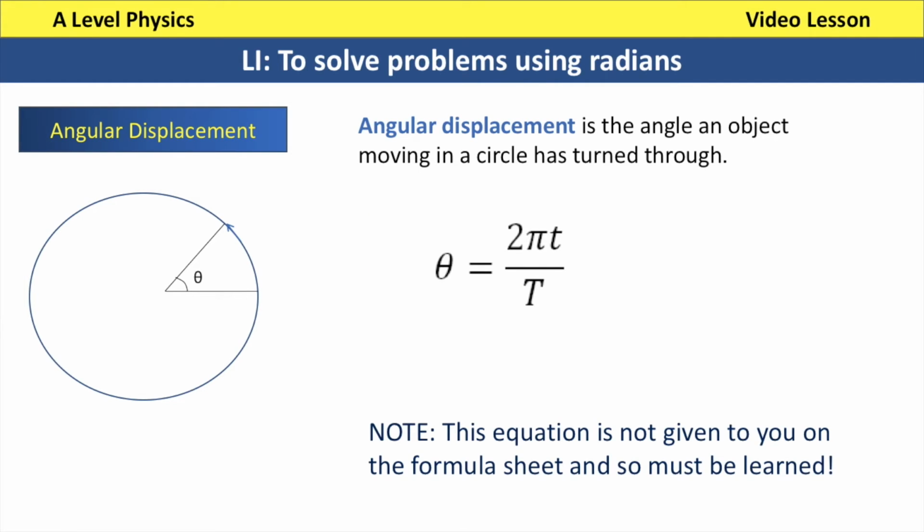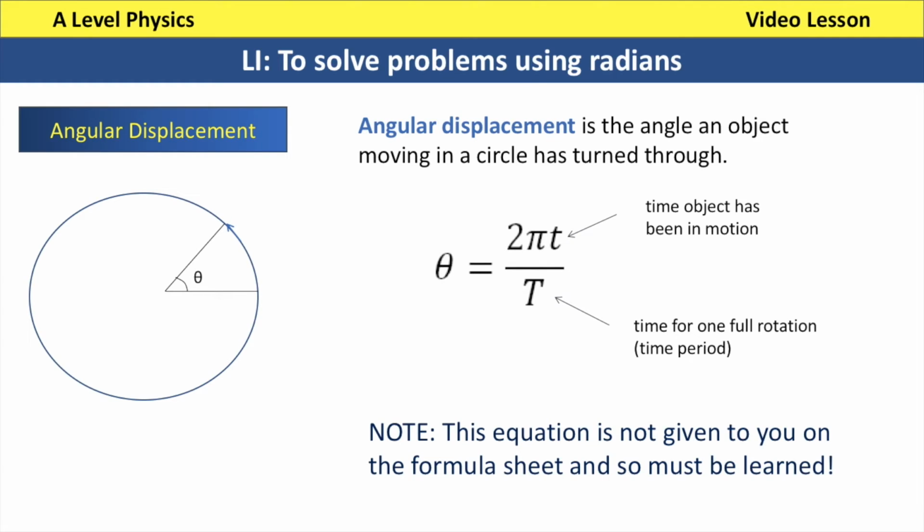Now let's look at the concept of angular displacement then. Angular displacement is the angle an object moving through a circle has turned through in a certain amount of time. What I've got for you in the diagram there is I've mapped out the path that an object moving in a circle has taken and shown the angle that it's been displaced by. So that angle theta we would say is the angular displacement. We can work out what that angle is using the formula theta is 2 pi t divided by capital T, where lowercase t is the time that the object has actually been moving for, and capital T is the time for one full rotation, otherwise known as the period.